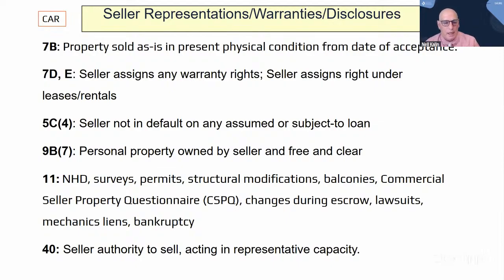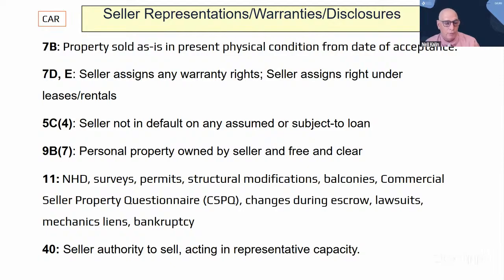So CAR has our warranty sort of spread out throughout the form. So Bryan was talking about the property information sheet. Nice, one document where you have all of those warranties. The CAR form has warranties built into different paragraphs, 7B, 7D, 5, 9. 11 is a disclosure paragraph, deals with items, as Bryan mentioned, like the natural hazard disclosure. But you see in the middle of paragraph 11, it requires the seller to prepare a commercial seller property questionnaire.